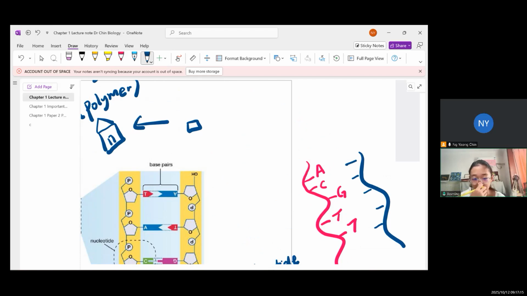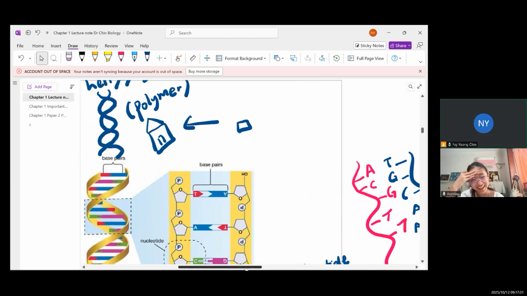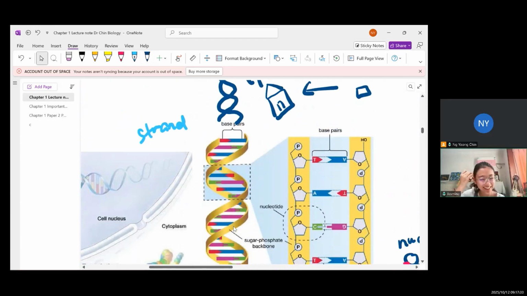Let me think. A, T, yes T, and then G. Yes, C, done. And then C and A. Great. This is the exam question they will ask. They will ask this kind of question. Very easy, right? It's very easy.